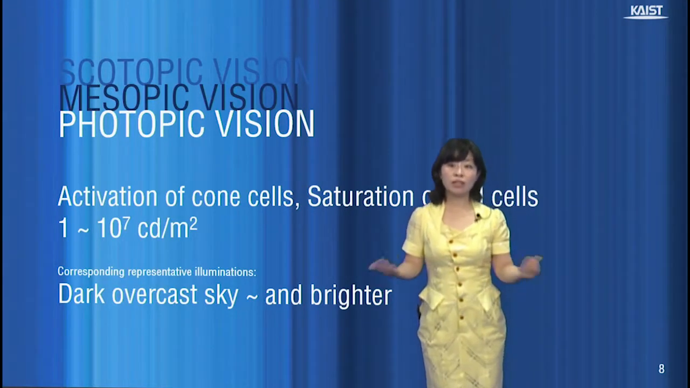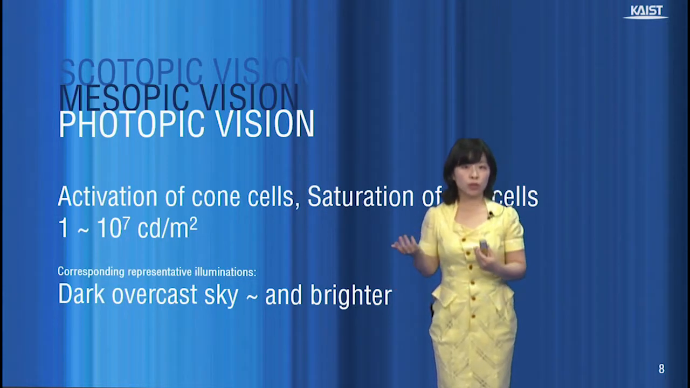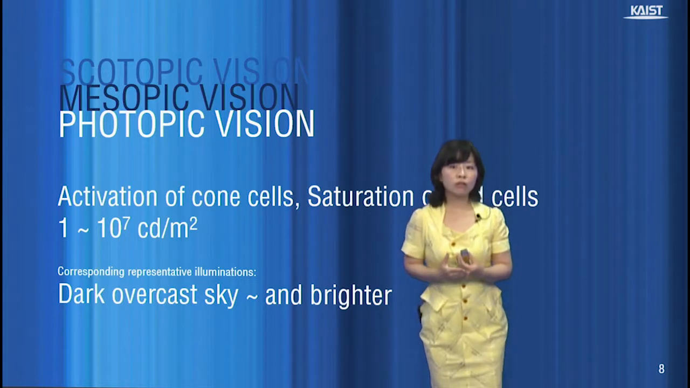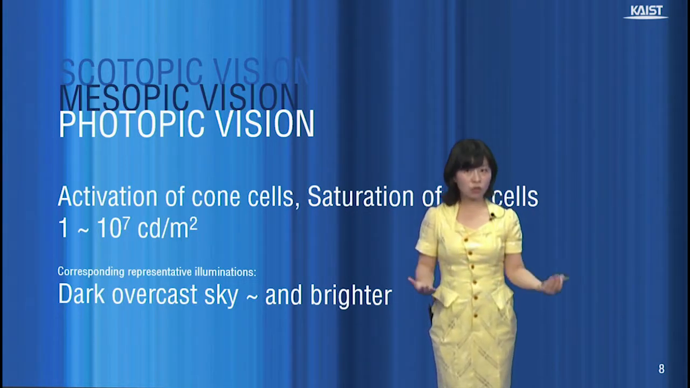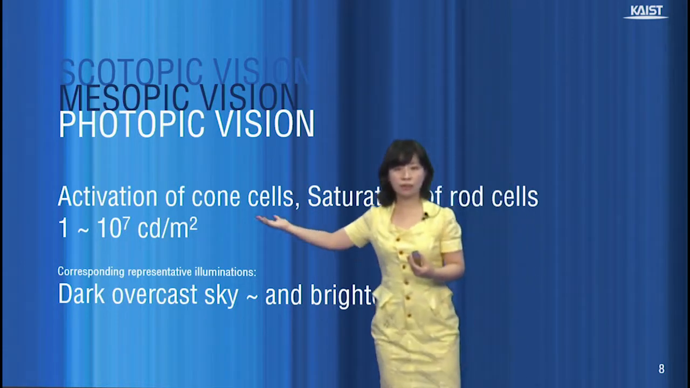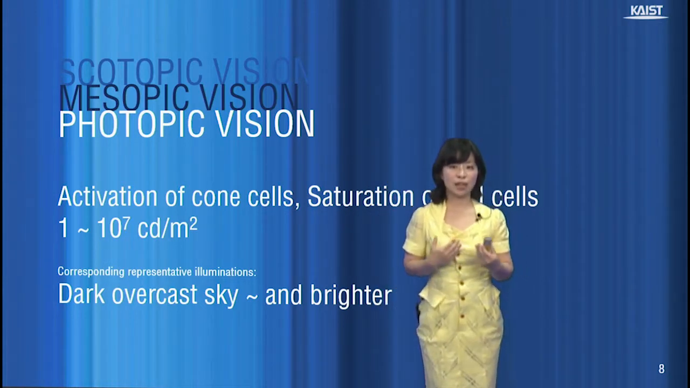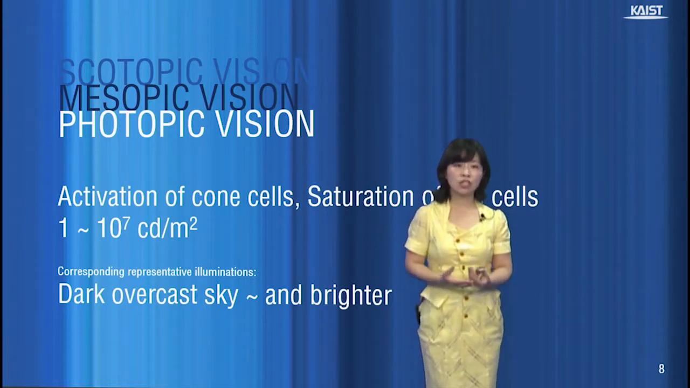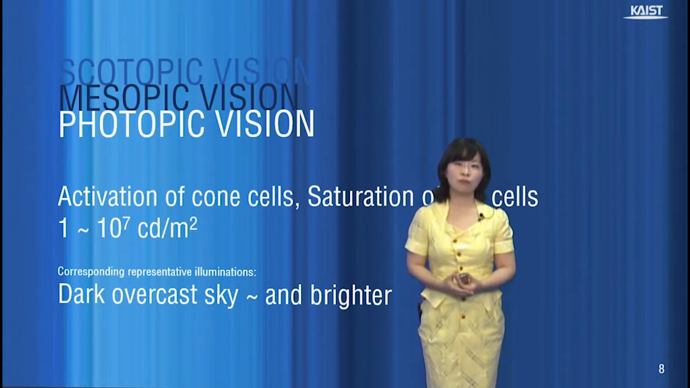Lastly, and more dominantly in viewing the color of objects, we adapt to the photopic vision. In photopic vision, the rod cells are no more activated. In other words, they are saturated. If the brightness exceeds 10 to the power of 7 candela per square meter, it is reported that the human eye gets damaged. Other than that, all theories and applications of color basically assume that the observer is in photopic vision.